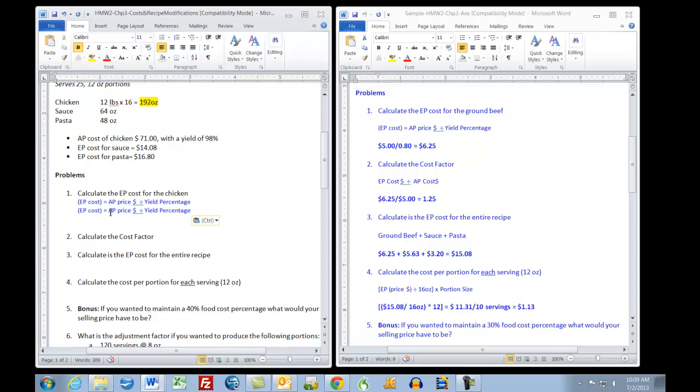So we know that the AP price for the chicken is going to be $71 because that is listed above. So I'm going to write $71. And we know that the yield percentage is going to be 98%. Now, 98% represented as a decimal, because you cannot divide 71 directly over a percentage, so you need to convert to a decimal. So you will take 98% divided by 100, and that's going to give you 0.98. So the next step is to do the actual calculation.